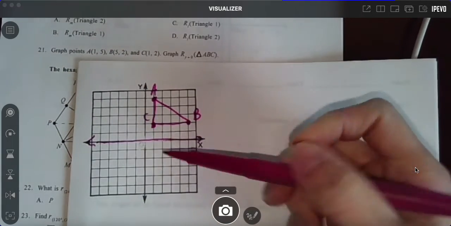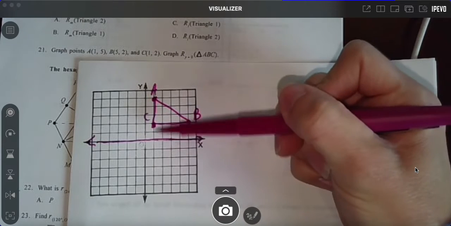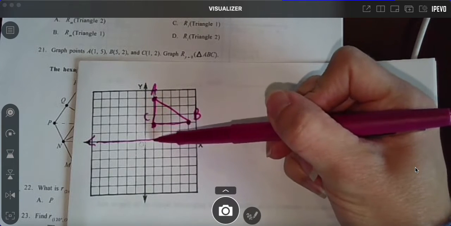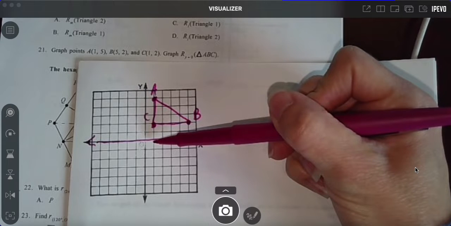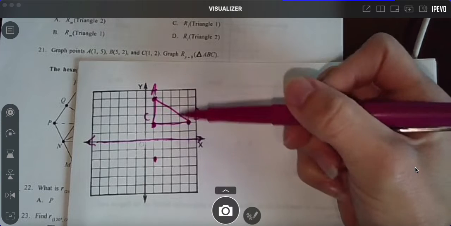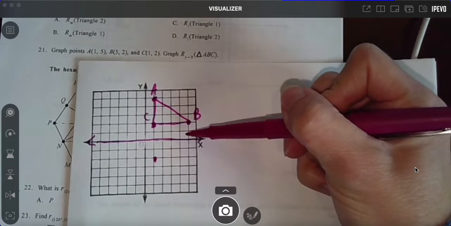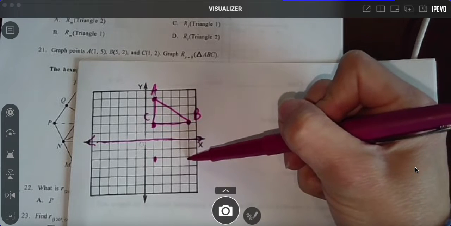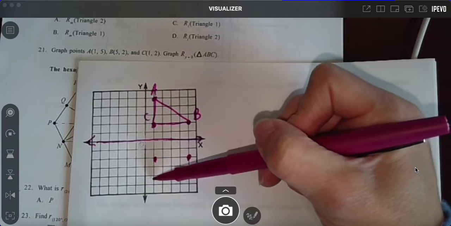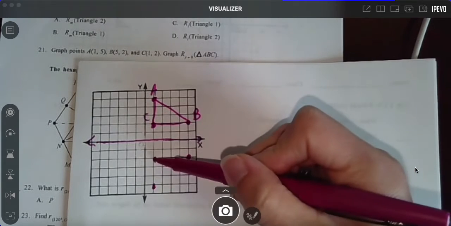Now, if I'm going to flip it or reflect it over that, then I just count how far each of my points is. Well, this one is 1, 2 spaces. So how many am I going to go down? 2 spaces. Thank you. This one is how many spaces? 2, so I'm going to go down 2 spaces. And this one is 5. 1, 2, 3, 4, 5. So there we go.